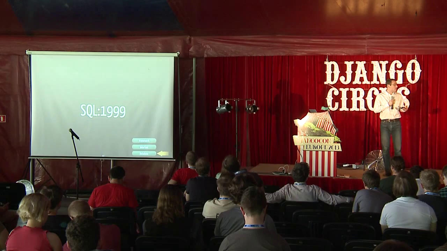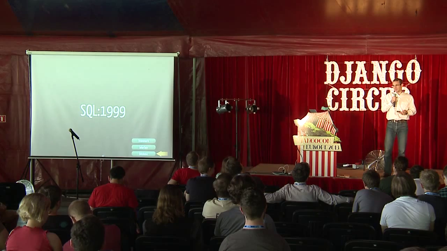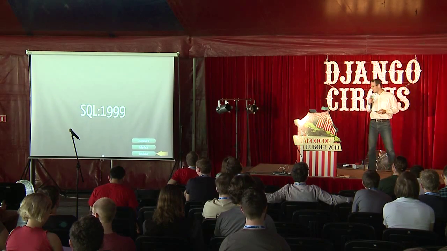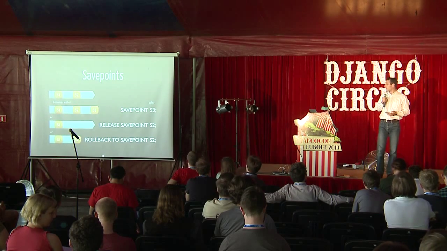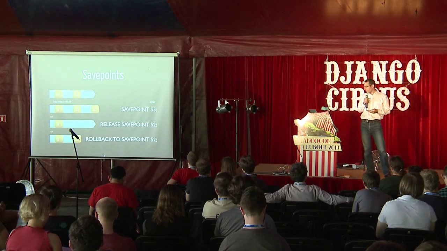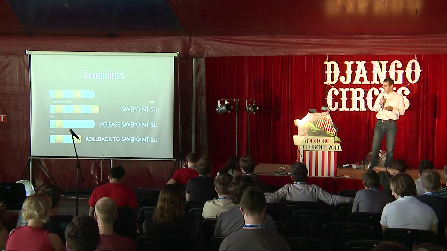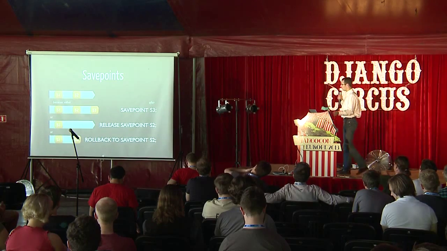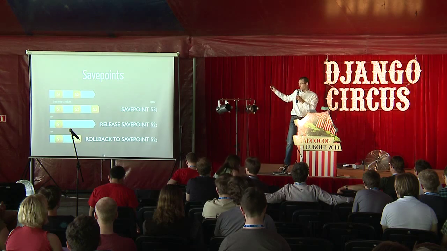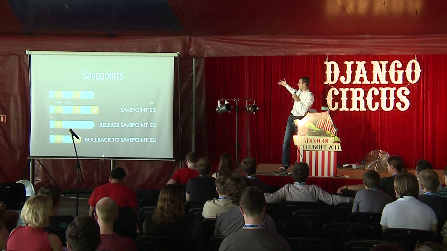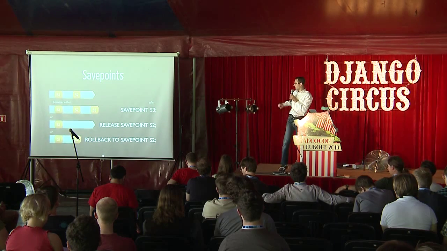SQL:1999. You may have noticed that the naming scheme isn't exactly consistent, and that's very relevant when it comes to SQL, actually. So the main addition in SQL 99 is savepoints. Savepoints only exist within a transaction. Let's imagine you have a transaction here at the top with two savepoints. If you run savepoint S3, you add a third savepoint. So this is a transaction where you run queries in the green areas, and I'm representing stuff that matters for transactions in the orange areas.